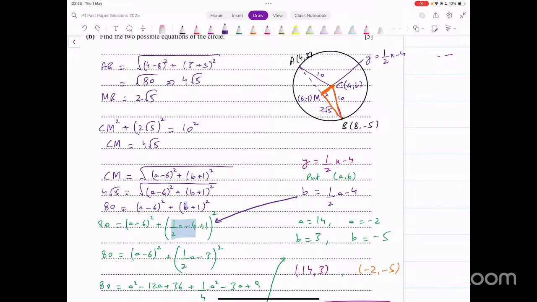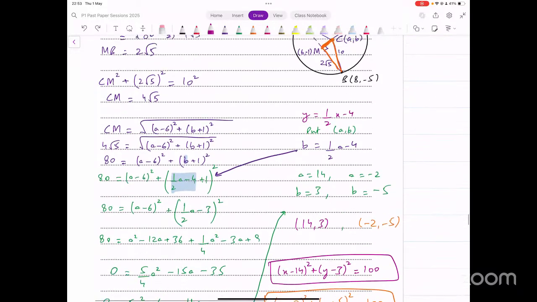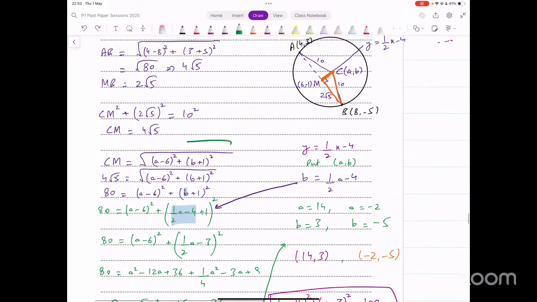Now, using this, you can find the length of CM. Using Pythagoras, you get that CM is supposed to be 4 root 5. Okay, the length of CM is equal to 4 root 5. And then what we can do is we can find the length of CM in terms of a and b. We've got that point. We've got the center.